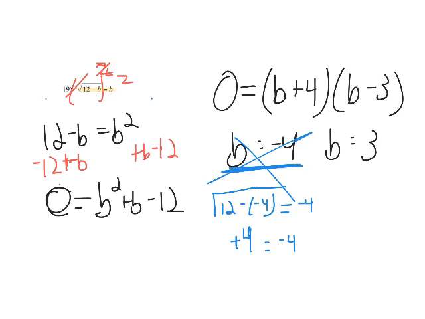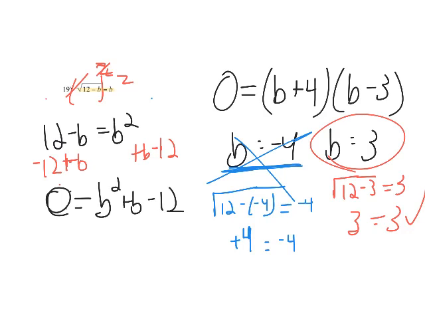And then we can check the other one. Again, you're welcome to just check with your calculator, but you must check. Does the square root of 12 minus 3, 12 minus 3 is 9, square root of 9 is 3. Does that equal, when we just plug it in, a plain old 3? Yes.